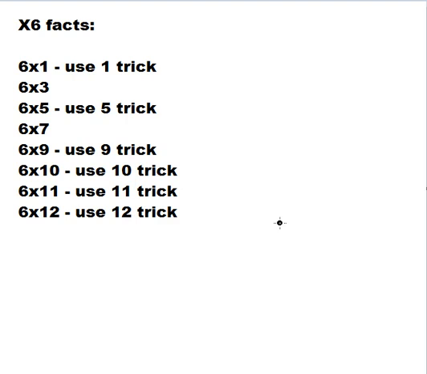So for 6 times 1, you're going to use your 1's trick. For 6 times 5, you're going to use your 5's trick. For 6 times 9, you're going to use your 9's trick, and so forth for 10, 11, and 12. So the only 2 other 6 facts that you need to learn are 6 times 3 and 6 times 7. Now those are definitely 2 challenging facts.